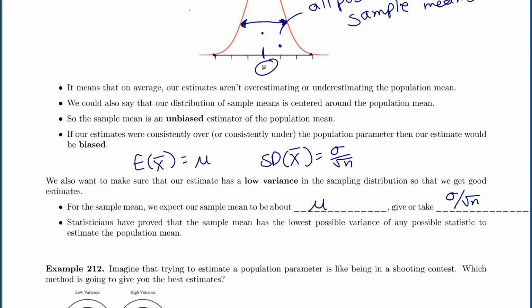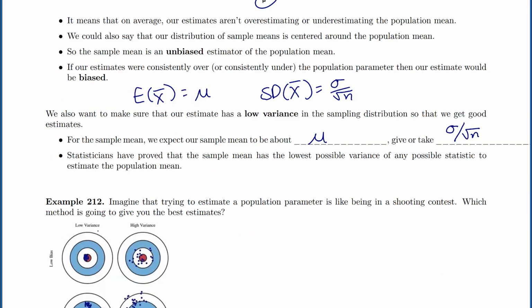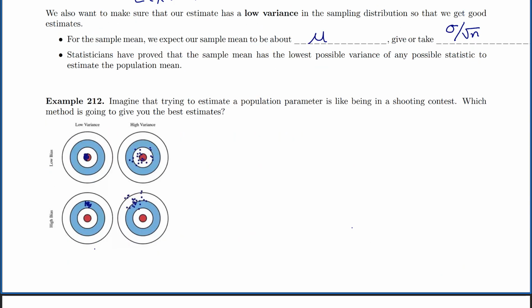And now here's an important part. Statisticians have proved that our sample mean has the lowest possible variance of any possible statistic that anyone could have possibly thought of to actually estimate the population mean. So we know that our sample mean is a good estimate.